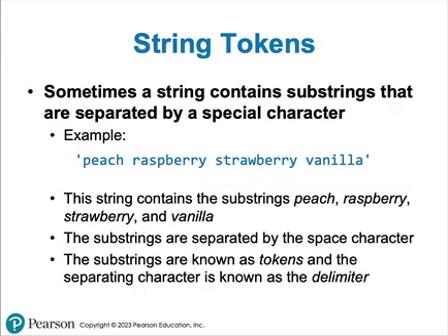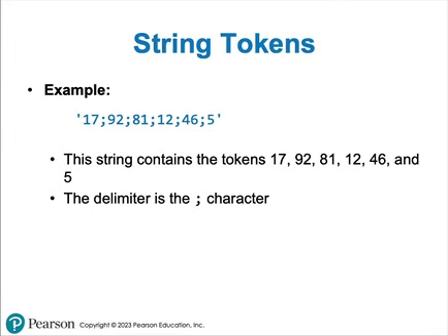A lot of times when you split things apart, or take values and separate them by some character, we refer to those as tokens. So here we have strings that are separated by space characters, and those individual strings, peach, raspberry, strawberry, vanilla, in these cases are referred to as tokens. The character that separates those tokens is referred to as a delimiter. Here we have tokens that are separated by a semicolon. So they're just giving you an example of a different delimiter that we haven't seen before, separating numeric values in this case.